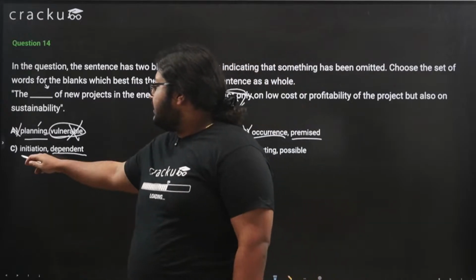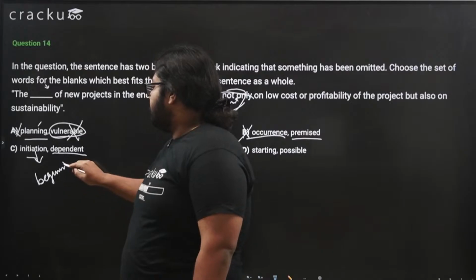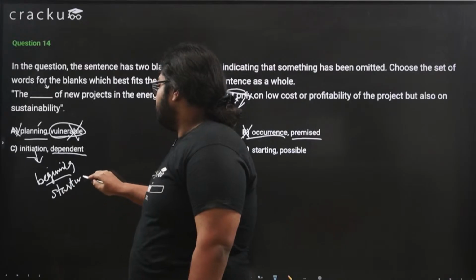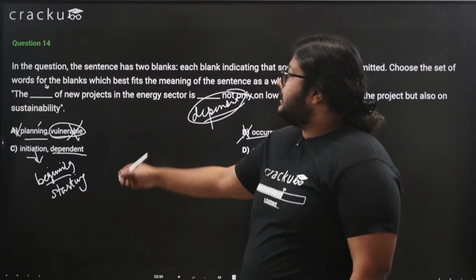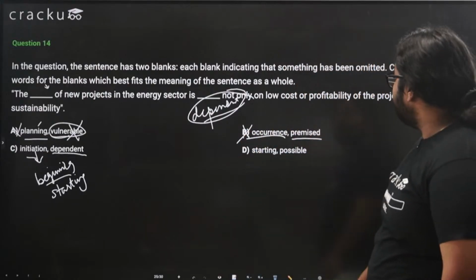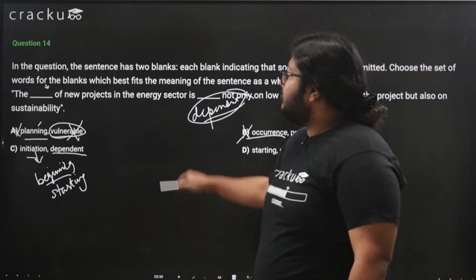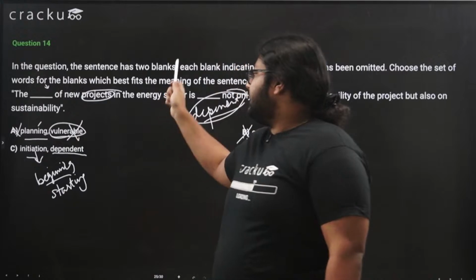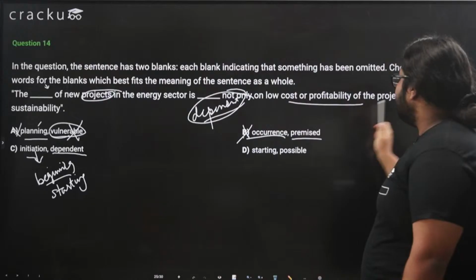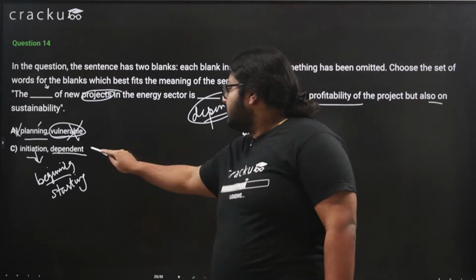C says the initiation of new projects. Initiation means beginning. To initiate means to start. So the starting of new projects in the energy sector is dependent not only on low cost or profitability of the project, but also on sustainability. Makes sense, no? When we want to start new projects, that depends not only on the low cost or profitability, but also on the sustainability angle. This makes sense.